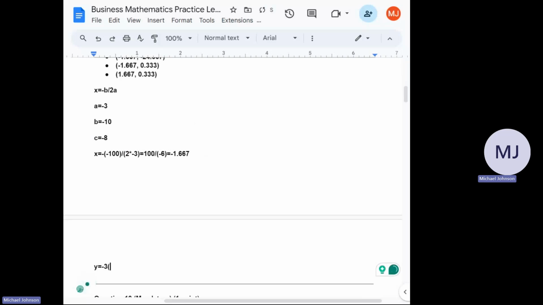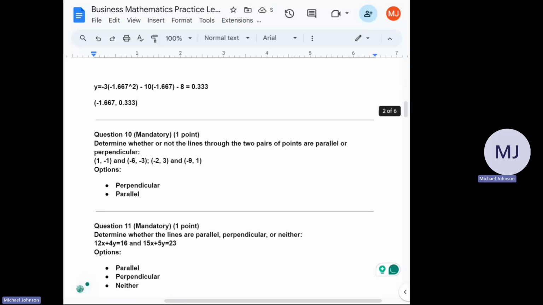Then we plug that into the normal equation here. So -3 times -1.667 squared minus 10 times -1.667 minus 8. So we can do that here. And then we would get 0.33. And then the vertex would be -1.667, comma 0.333. So we do that for that one.